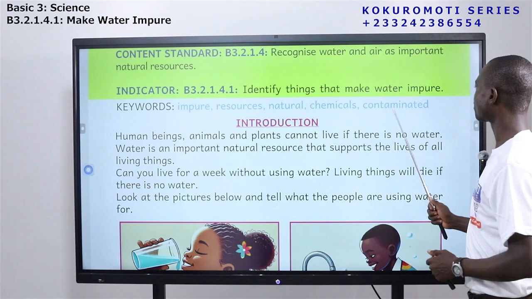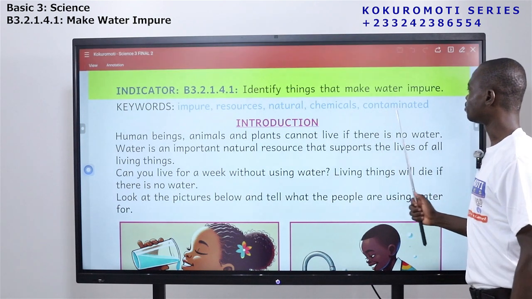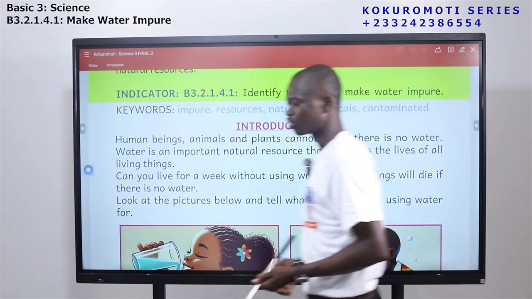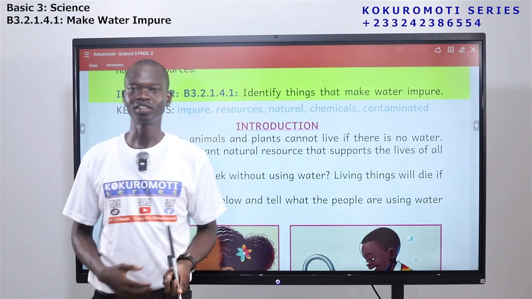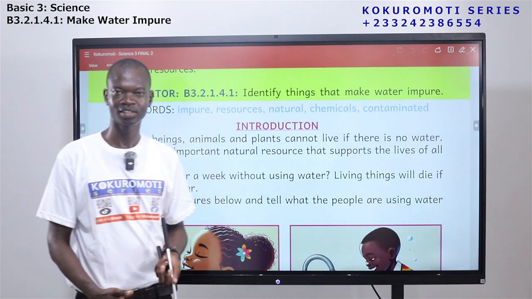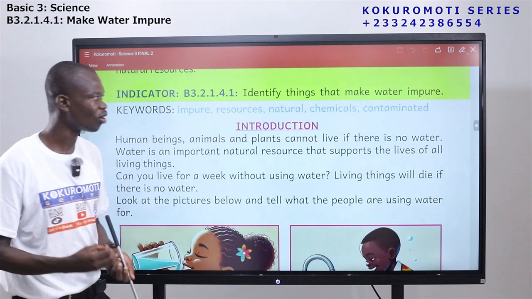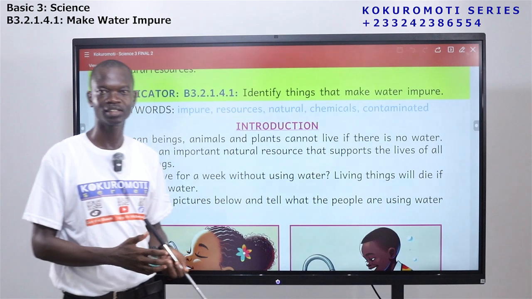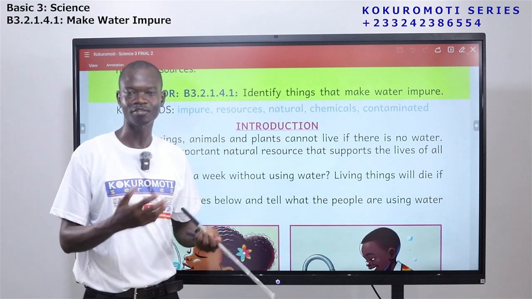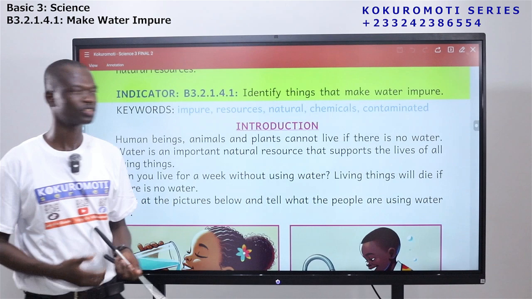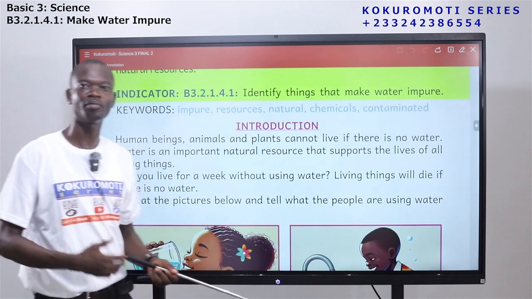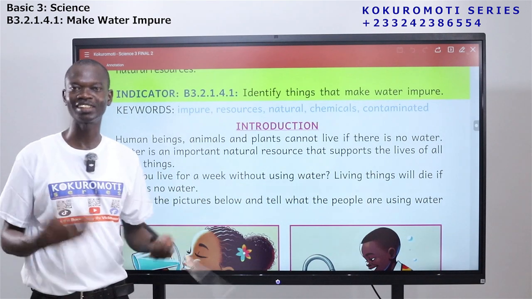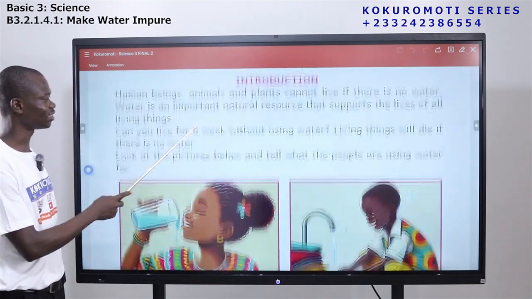The next word is contaminated. All of you, contaminated. So what's the meaning of contaminated? Contaminated means something gets polluted. If something's safety is affected, or the quality of something is affected, we say it has been contaminated. So contaminated means polluted or making something impure. Contaminated and impure are almost the same.